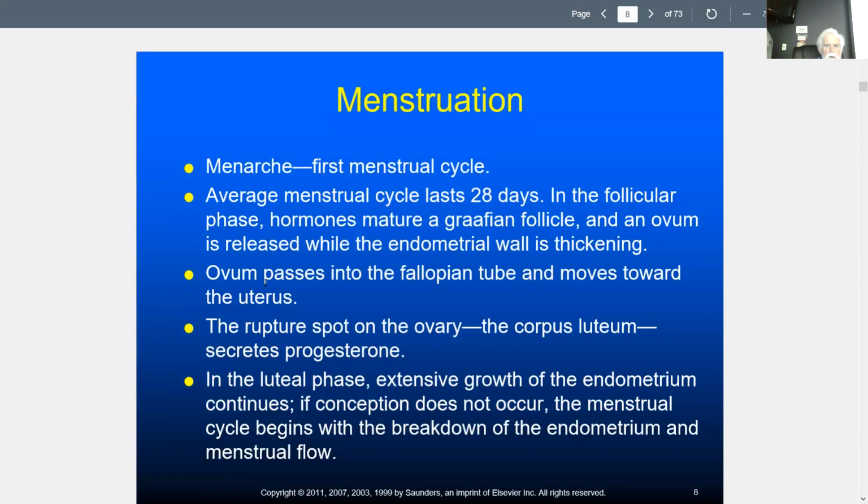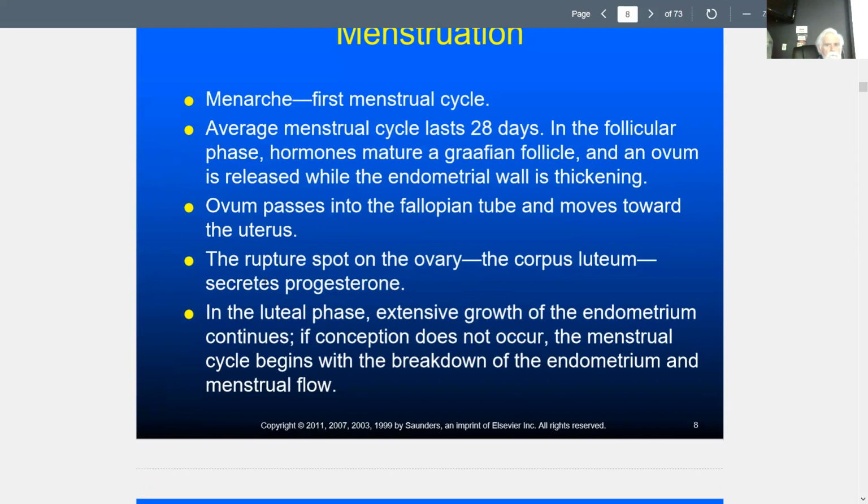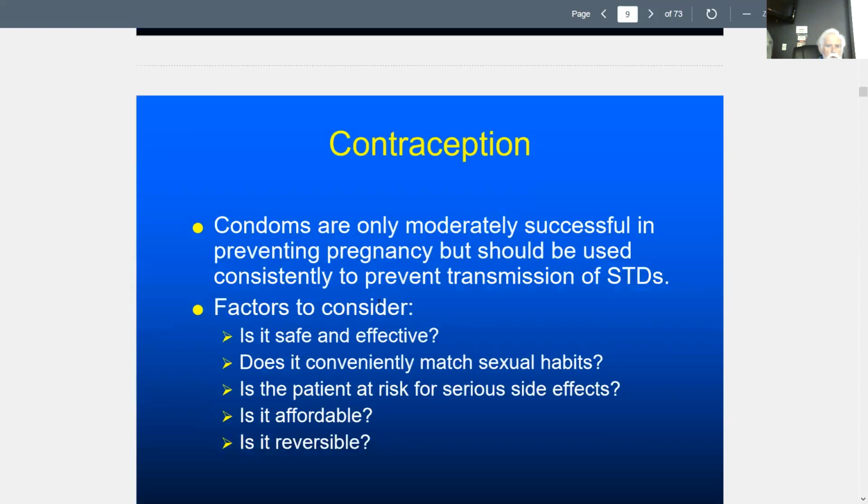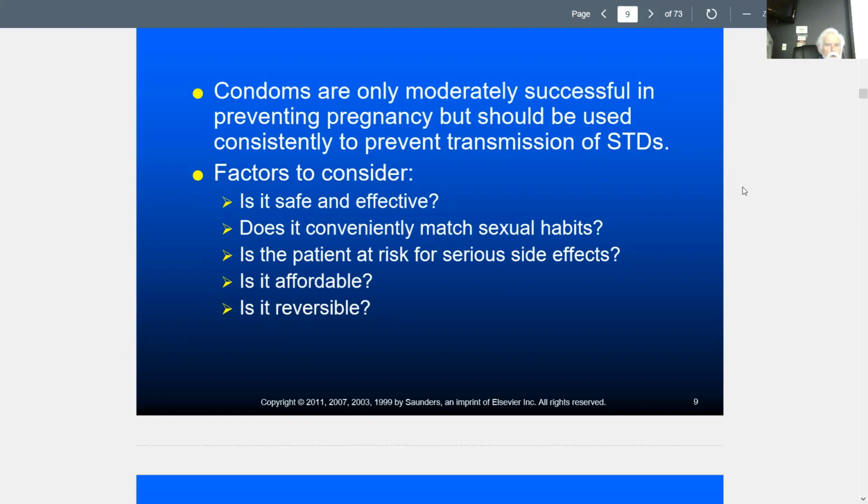So everything starts with menstruation, right? The term menarche refers to the first menstrual cycle that a woman has. On average, it's a 28-day, 4-week process, and it culminates with the release of an ovum into the fallopian tube. Anytime an egg is not present, obviously impregnation is impossible.